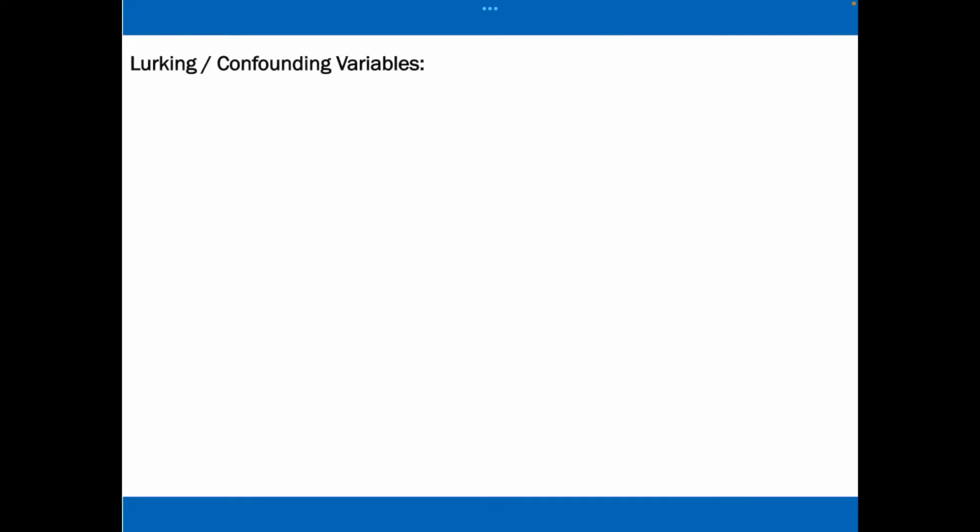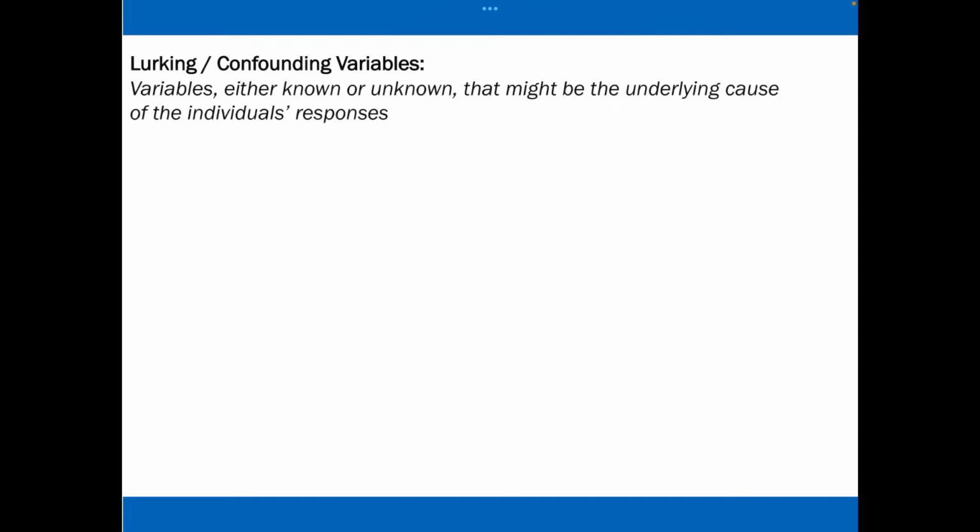Any study, whether it's observational or experimental, is to try to think about lurking and confounding variables. Lurking and confounding variables are variables, either known or unknown, that might be the underlying cause of the individual's responses. Usually we call them lurking if they're unknown variables and confounding if they're known variables.